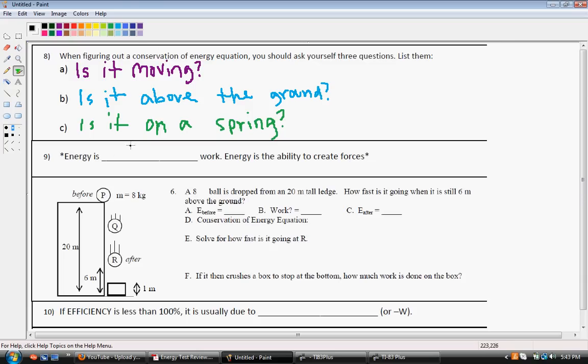Alright, number 9 says, energy is blank work. Energy is the ability to create forces. Energy is stored work.